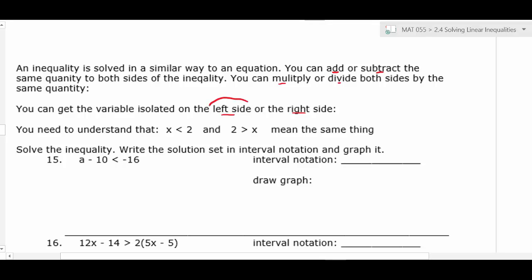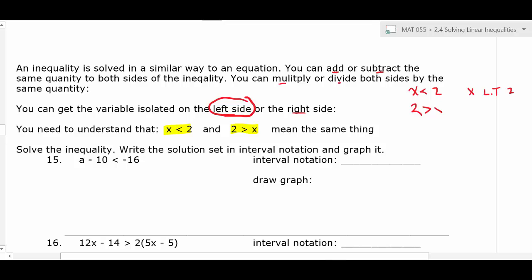I usually tell students when you're learning this, and if this is new to you, it's a good idea to just always put it on the left side. But it doesn't really matter. That's the way I'm going to teach it. You also want to know that these two things are the same. This is saying x is less than 2. This one, if you have 2 like that, is saying the number 2 is greater than x. So it's the same. The number is smaller than 2.